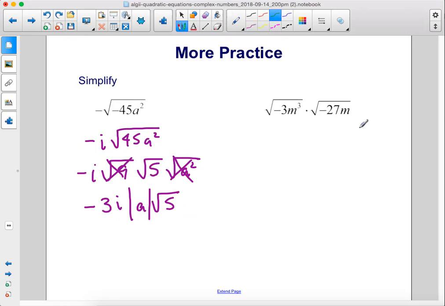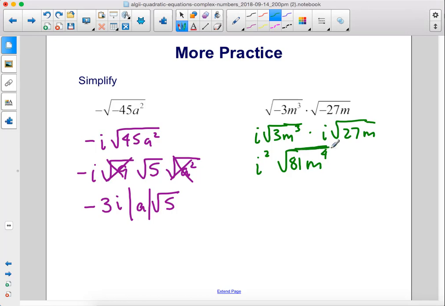All right, over here, first what we're going to do is take the negative signs out. So we have i times the square root of 3m to the third times i times the square root of 27m. Now what I'm going to do is combine these radicals together. So first I'm going to combine the i's together. i times i is i squared. Then I have a radical. 3 times 27 is 81. m to the third times m is m to the fourth. So that's all under the radical.